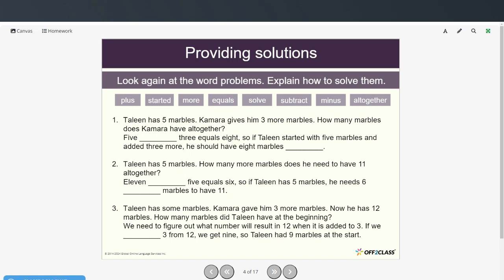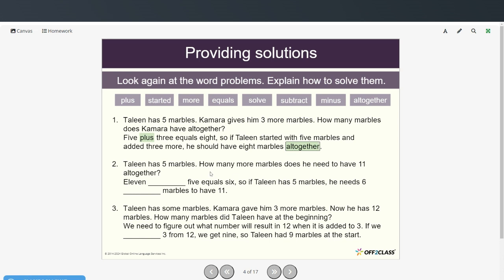Okay, so look again at the word problems and explain how to solve them. So Talene has 5 marbles. Kamara gives him 3 more marbles. How many marbles does Talene have altogether? Well, 5 plus 3 equals 8. So if Talene started with 5 marbles and added 3 more, he should have 8 marbles altogether.